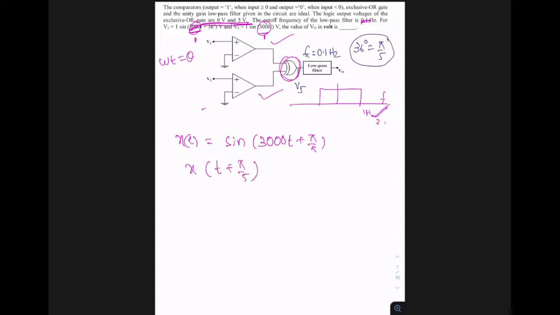Then you scale this signal by 3000. x of t plus pi by 5 I have already shown you, right? Then you have to scale this t by 3000. I mean the scaling factor was 3. So yes, I have taken that axis as omega t.